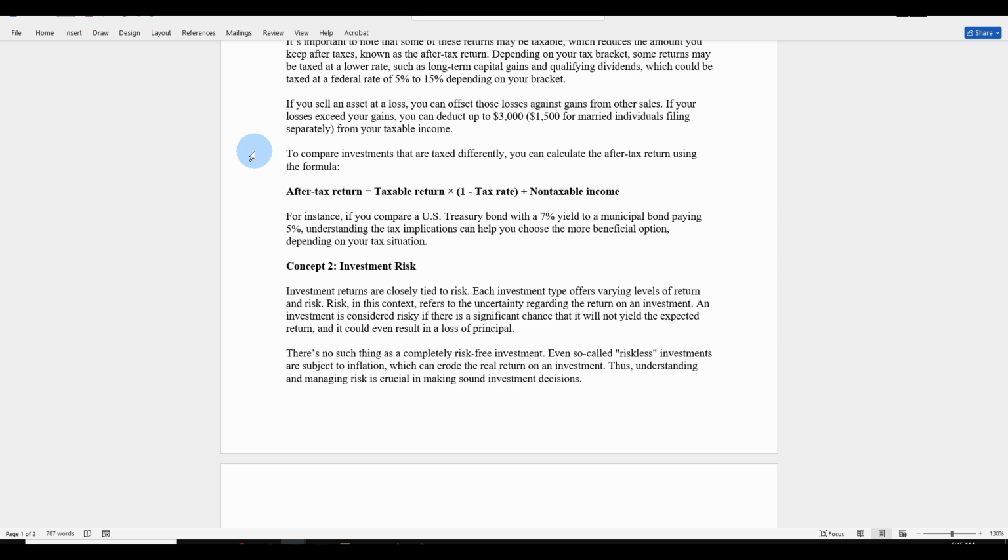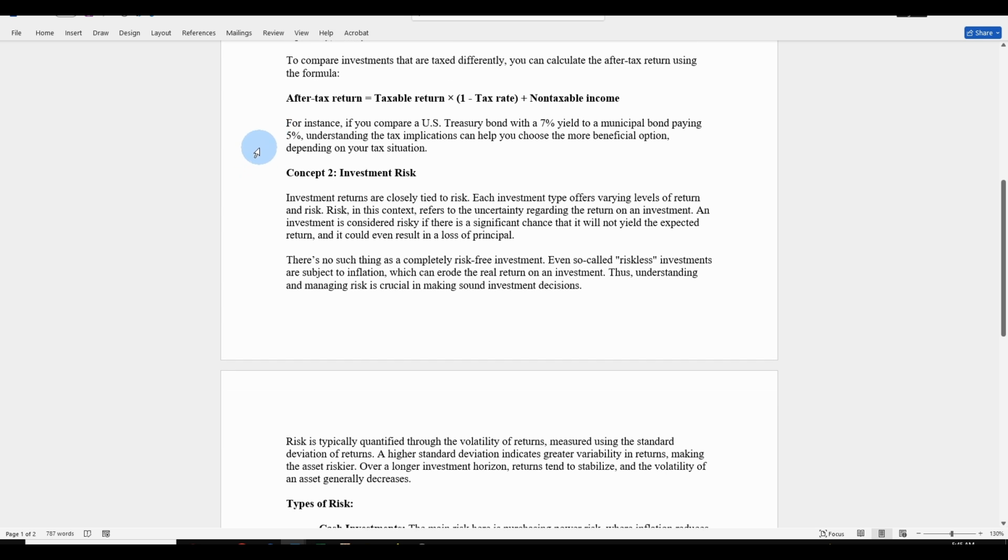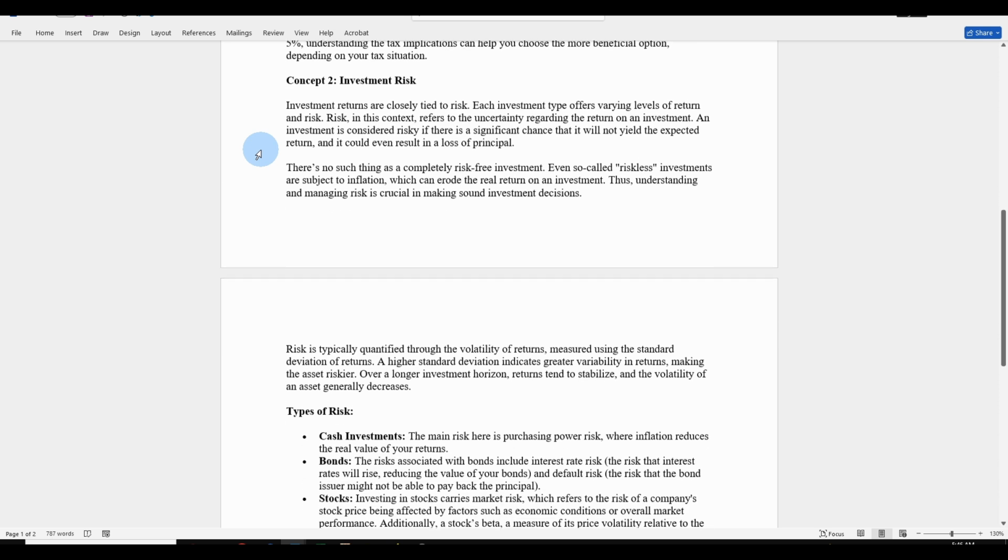taxable income. To compare investments that are taxed differently, you can calculate the after-tax return using this formula. After-tax return is equal to taxable return times 1 minus the tax rate plus non-taxable income. For instance, if you compare a U.S. Treasury bond with a 7% yield to a municipal bond paying 5%, understanding the tax implications can help you choose the more beneficial option depending on your tax situation.